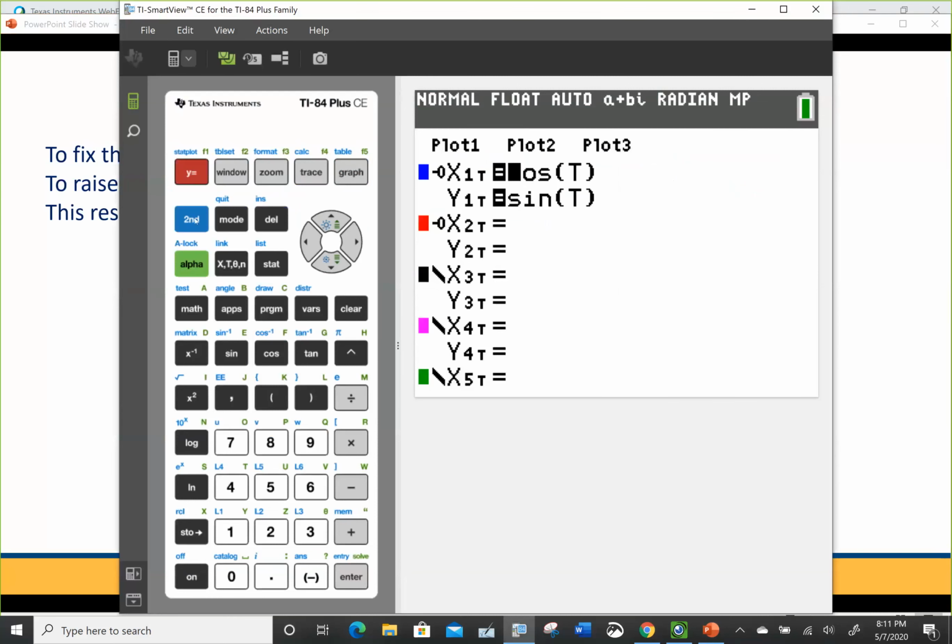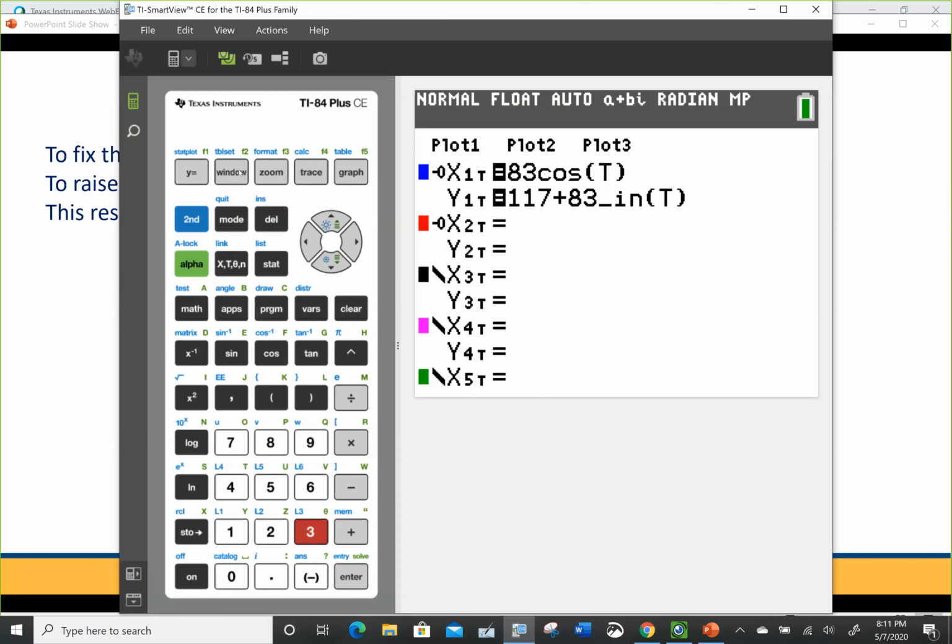I'm going to insert an 83, and to insert, I just hit second, delete, in front of my cosine. In front of the sine, which is the y value, I need to insert 117 plus the sine of plus 83, times the sine of t.